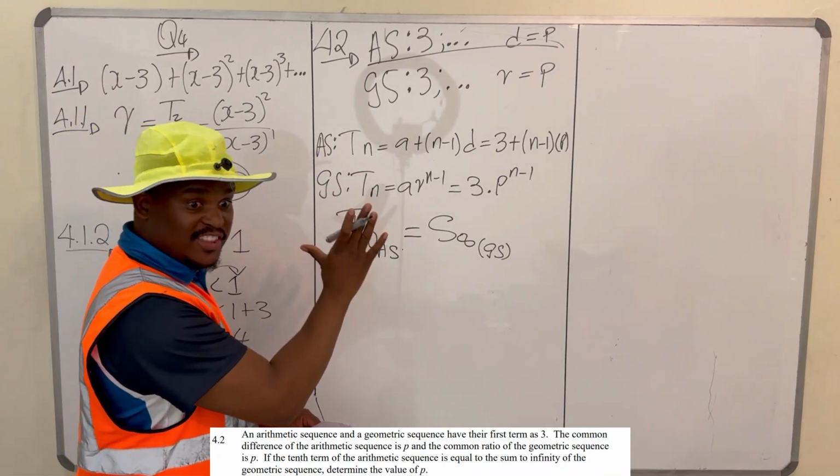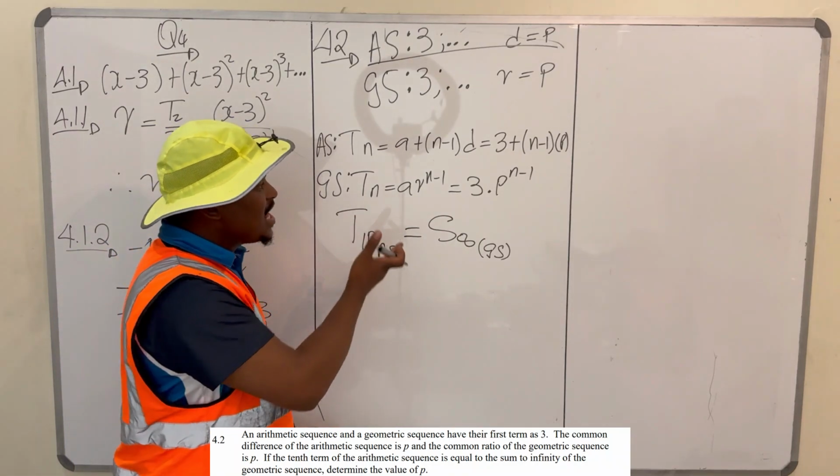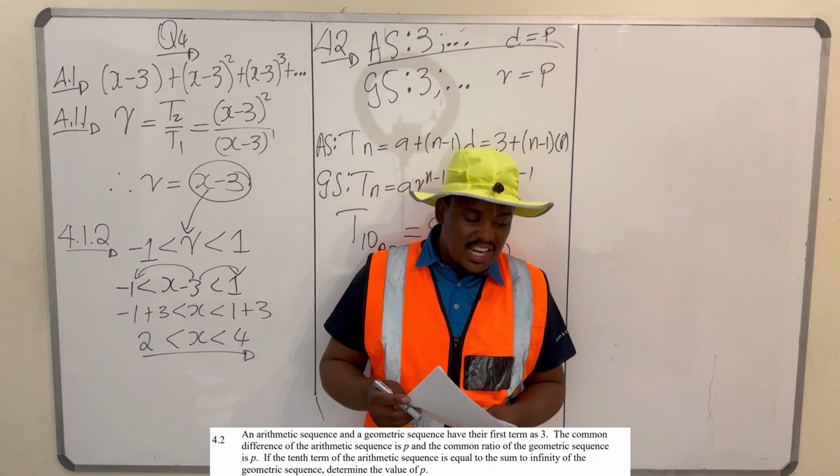I've written all of the stuff that I understood from this. That's all you need to do. Once you write it down, it will start making sense. Then let's go. They say now, determine the value of P.